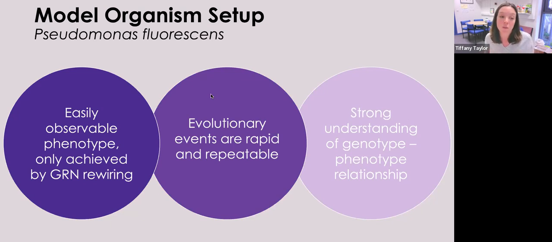The evolutionary events are also really rapid. They're happening within 2 to 5 days, and they're very repeatable. We know where these mutations are likely to occur within the NTR system, and we have a pretty good understanding of the genotype-phenotype relationship. So we can understand these pleiotropic effects, and we can manipulate the nitrogen environment, for example, to understand how the selective environment might feed back onto some of these dynamics.